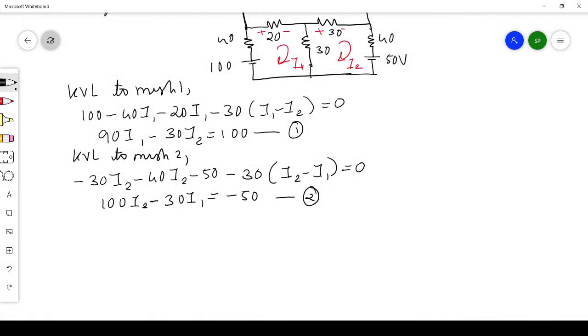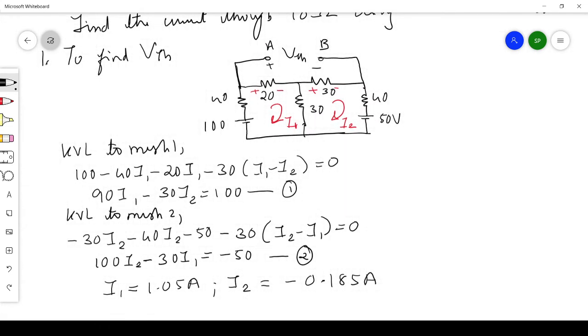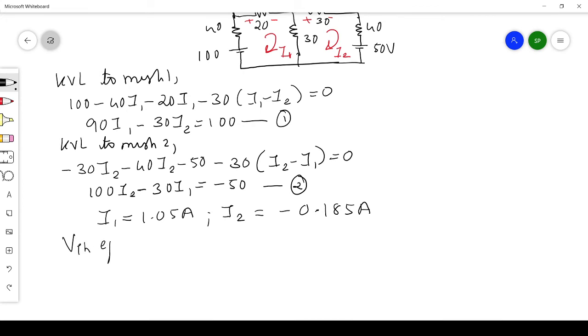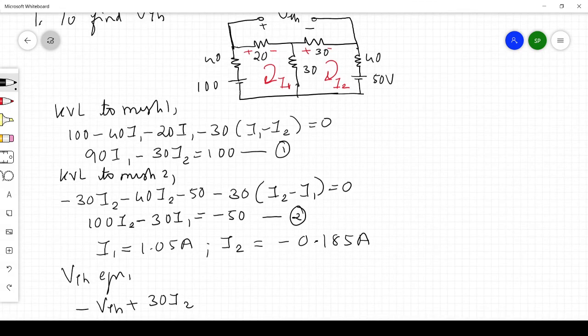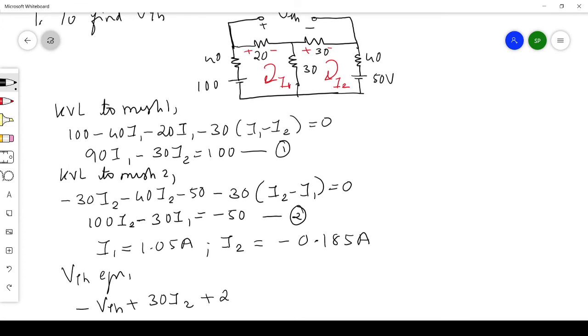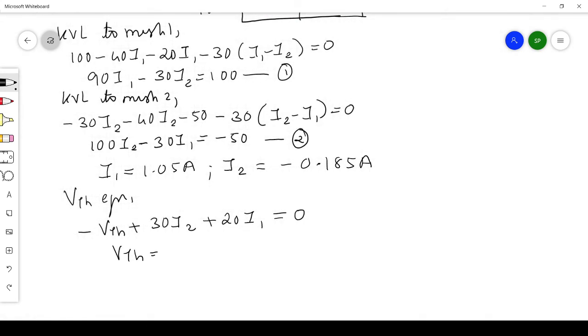So you have two unknowns and two equations, and you can solve them for I1 and I2. I1 is equal to 1.05 amperes and I2 is equal to minus 0.185 amperes. You got these two currents. Now we can write the VTH equation by writing the loop equation. We get minus VTH plus 30 I2 plus 20 I1, traveling in the clockwise direction, is equal to 0. So VTH is equal to 15.45 volt, because we know the values of I1 and I2.